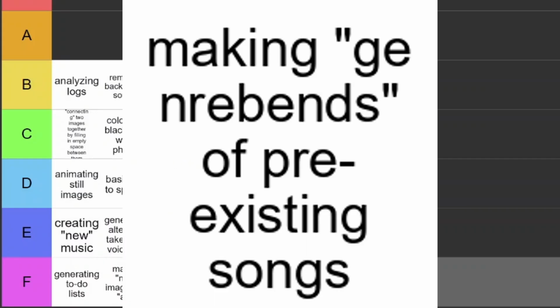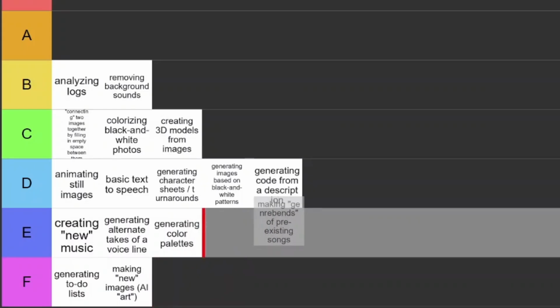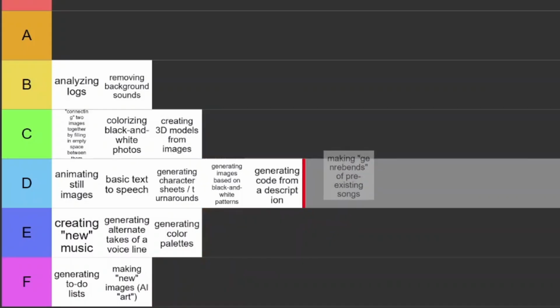Making genre bends of pre-existing songs. This is an interesting one. Like a rock version of a country song or a rap version of a jazz song, stuff like that. I think it's pretty good sometimes. It can be. It's another thing where you don't need AI for it though. So I'm gonna say C. No, D. Just because you really do not need AI for that. If you're a musician, you should do it yourself.